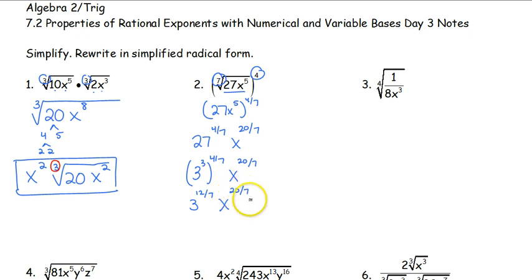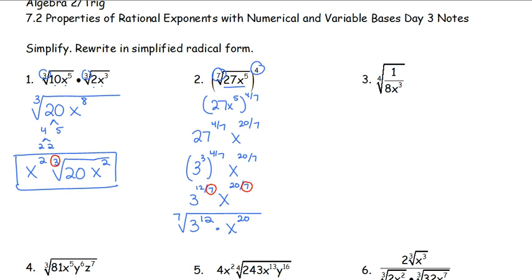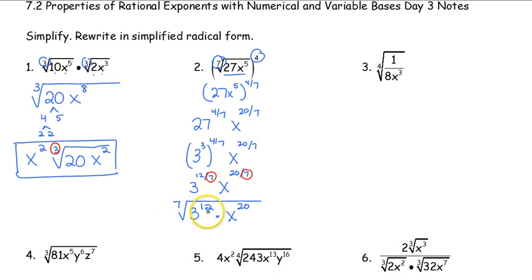Now at this point, you should see that both of them are taking the 7th root, which is from the beginning. So we have the 7th root of 3 to the 12th power and x to the 20th power. We have 7, we need 12. That means I can bring a group of 3's to the outside. For the x's, I can bring 2 groups of x's.